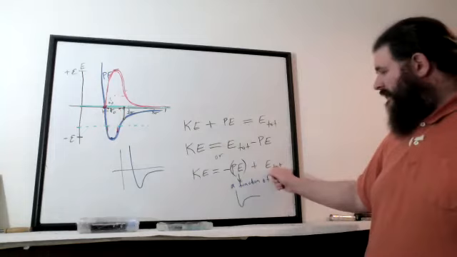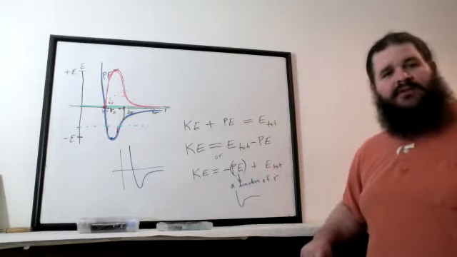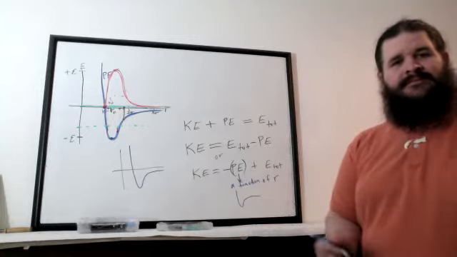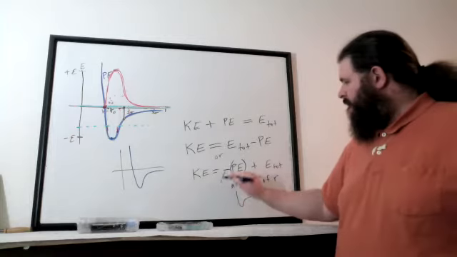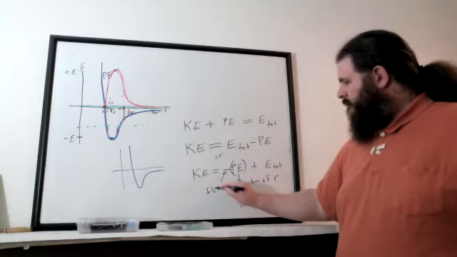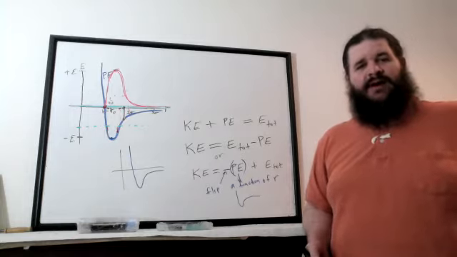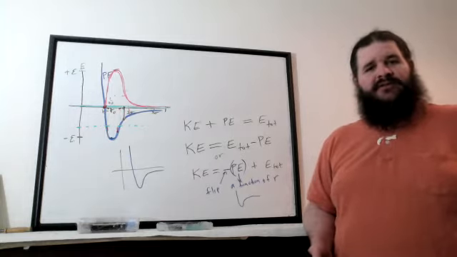Then we're also adding E total, which is a constant. And what happens to a graph if you add a constant to a function? Like if you're graphing y equals x squared, and then you instead graph y equals x squared plus 5, what does the plus 5 do to the graph?